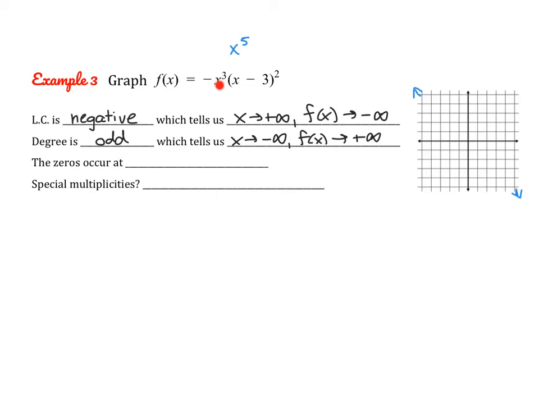So we can see that we have a 0 at 0 due to that factor of x. And we also have a 0 at positive 3. Now both of these zeros actually have special multiplicities. You can see that 0 has a multiplicity of 3, so it's a triple root. And positive 3 is a double root, so it has a multiplicity of 2. So here's 0, and here is positive 3. So both of those are going to have something special occur in their graph.